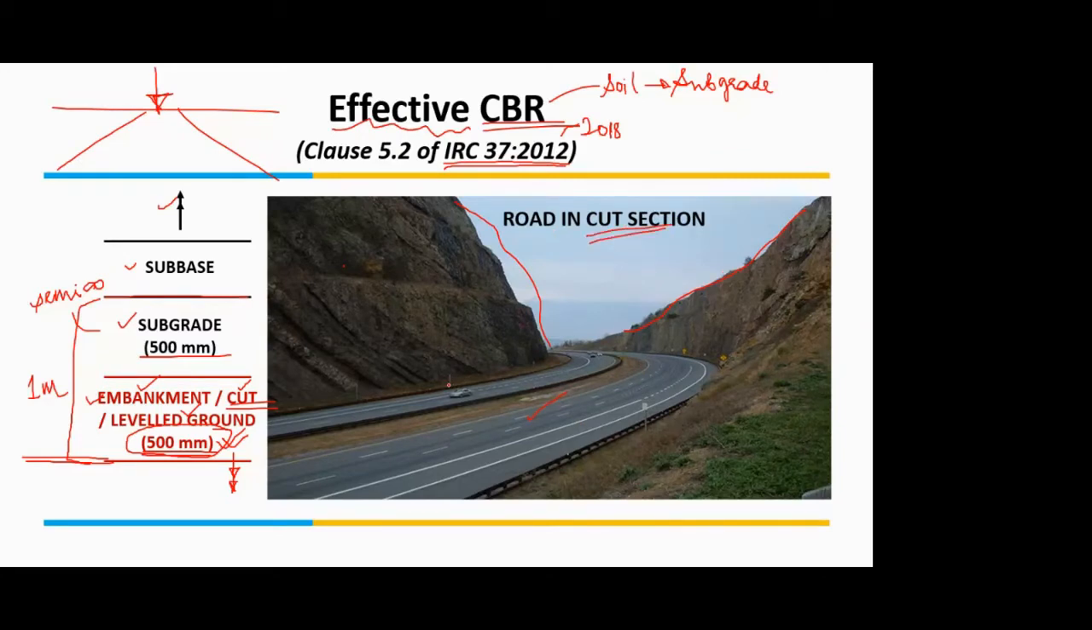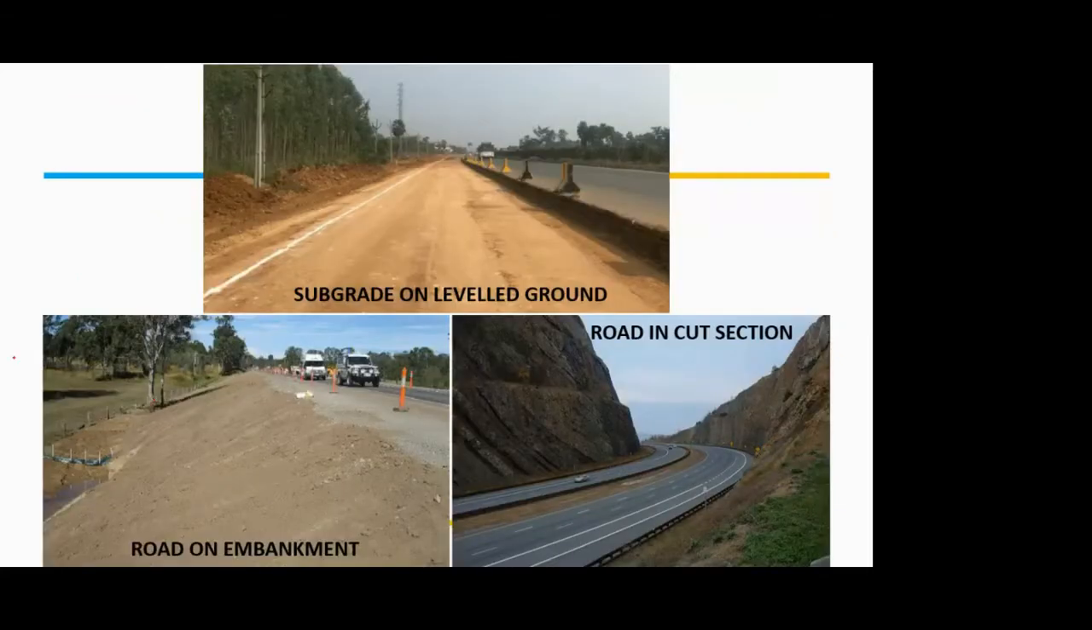So this is the difference between embankment, cut section, and the level ground, over which you can lay your subgrade. Okay, so I have shown all three in one slide over here. So you can have a look and you can very well differentiate now what a subgrade on level ground looks like, what a road on embankment and a road on cut section look like. I have not written subgrade over here because these photographs are of finished road, whereas this one is of an ongoing construction, so you can very well see the subgrade over here. Okay.